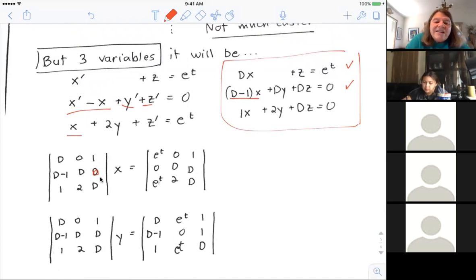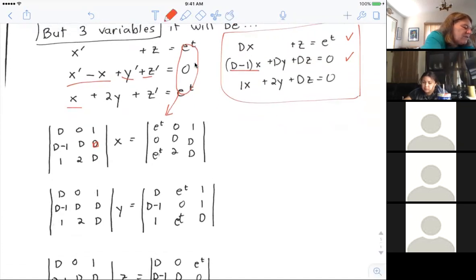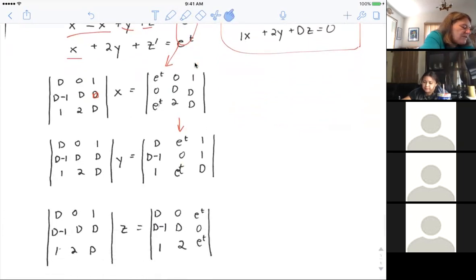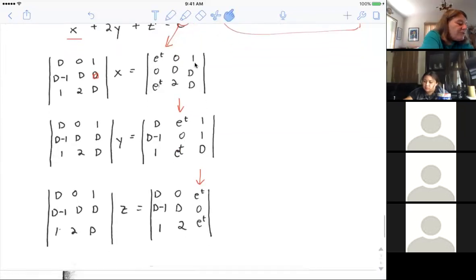Now, if I want to get x, I replace the x column with this column right here. So drop that right in the x spot. If I want to do y, I'll drop that right in the y spot, leaving the other 2 columns the same. When I want to do z, I'll drop it into the 3rd column, right there. Now, all I've got to do is a lot easier than elimination. I don't even know how to describe how much easier this is. Of course, determinants are hard to get once you get 3 by 3s.